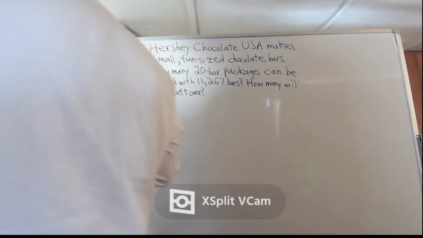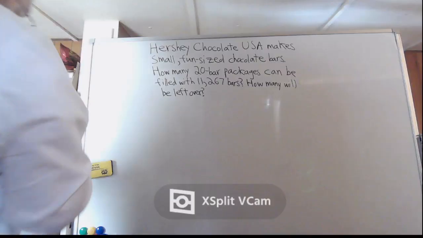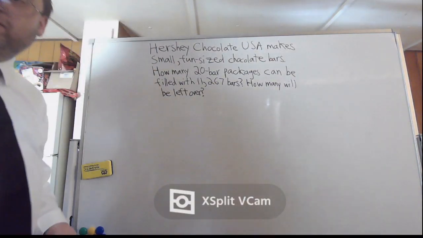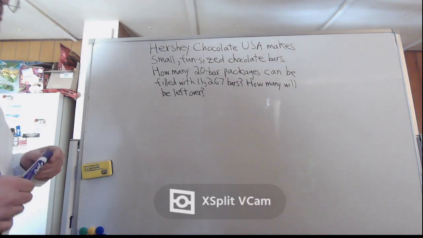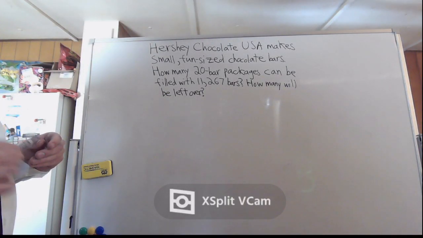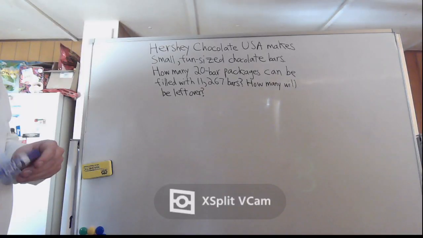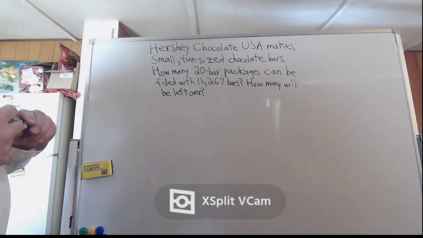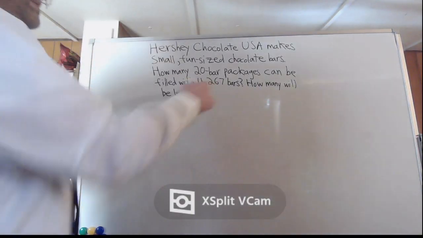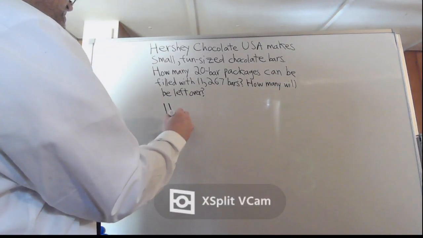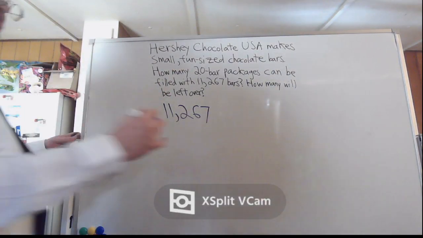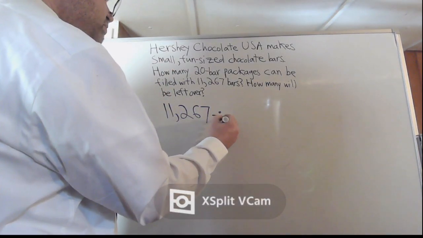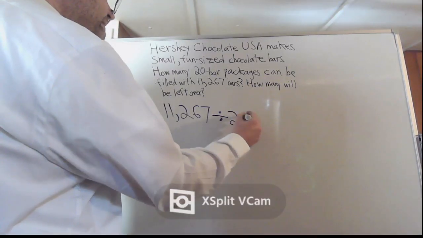Okay, so we got to figure out first, what are they asking for? Let's reread the problem here. Hershey Chocolate USA makes small, fun-sized chocolate bars. How many 20-bar packages can be filled with 11,267 bars? How many bars will be left over? So they gave you 11,267 to start. How many 20-bar packages? So they're going to divide this into groups of 20. So we divide by 20.